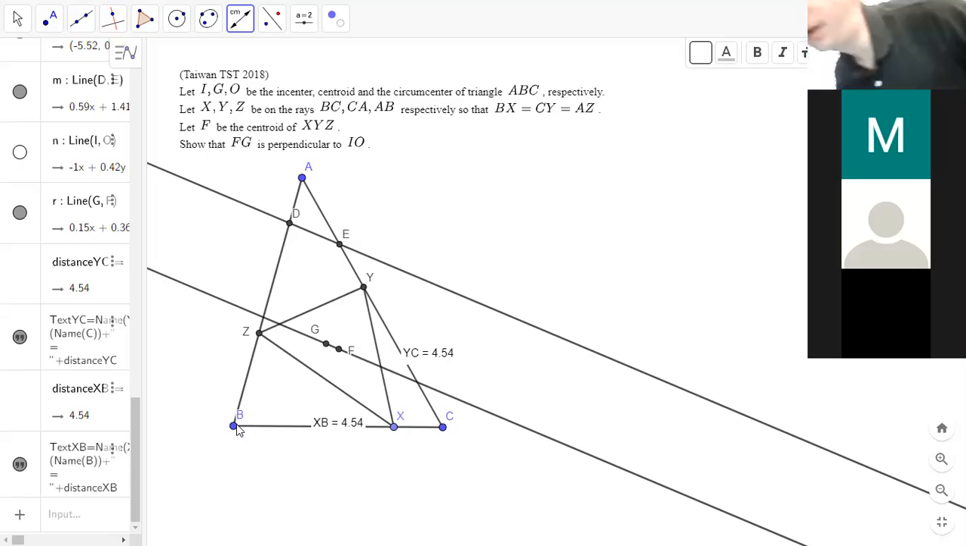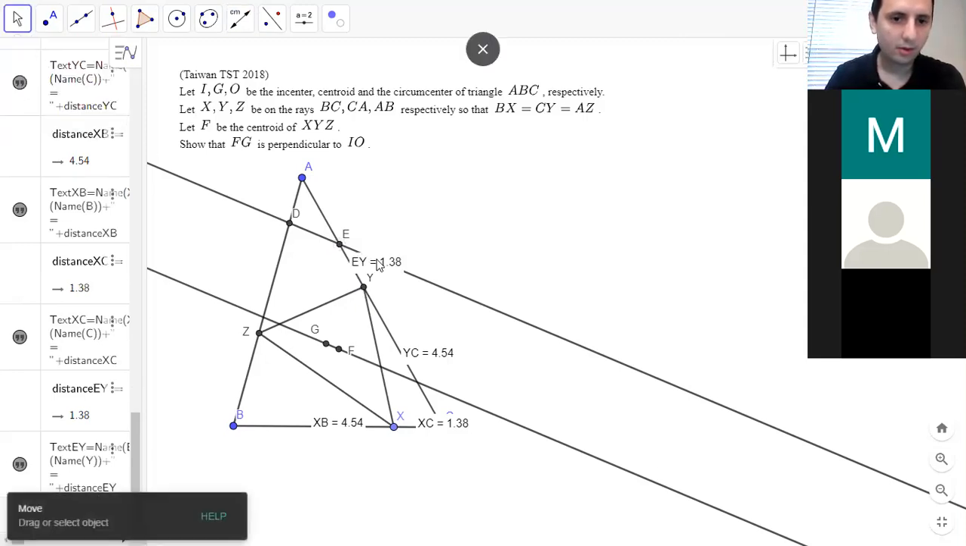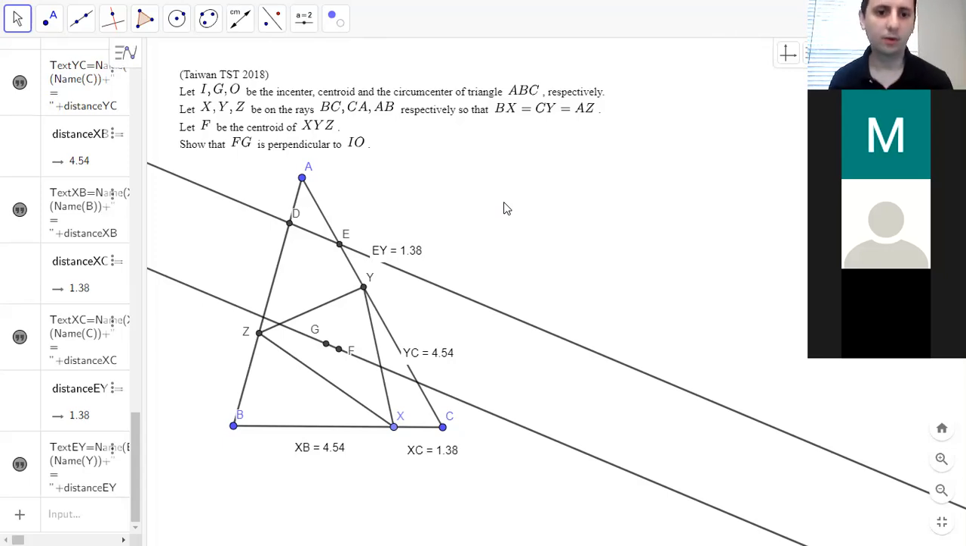All right, so complex fashion. Let's see. Thanks for waiting. Let's see if we can find a solution without complex numbers. Okay, so we have something like this, and F is the centroid of XYZ, and G is the centroid of ABC.